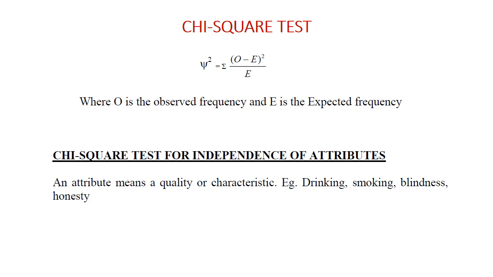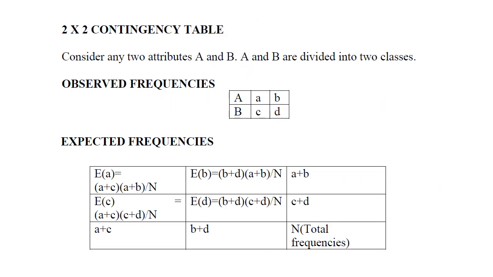Next, we are going to see about chi-square test. So chi-square is equal to summation of (O minus E) the whole square divided by E, where O is the observed frequency and E is the expected frequency. Chi-square test for independence of attributes: an attribute means a quality or a characteristic. For example, drinking, smoking, blindness, honesty, everything comes under the category of attributes. So consider any two attributes A and B, then A and B are divided into two classes such that I have given here how the observed frequencies will look like and how the expected frequencies are going to be calculated.